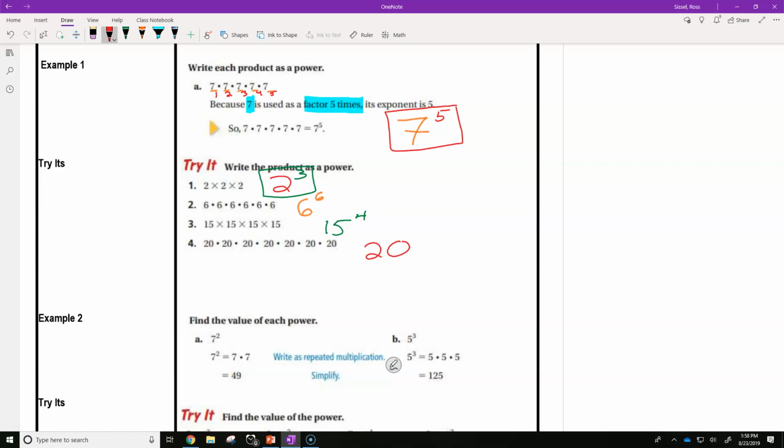Okay, Beth, what is my exponent? 7. 1, 2, 3, 4, 5, 6, 7. 20 to the 7th power. We'll give her 2 claps and a whoop whoop. Alright. 1, 2, 3.